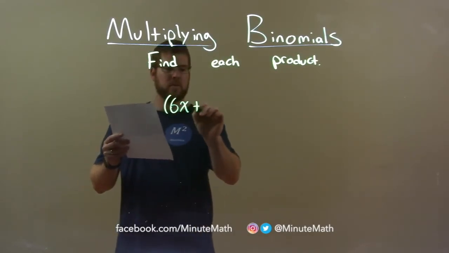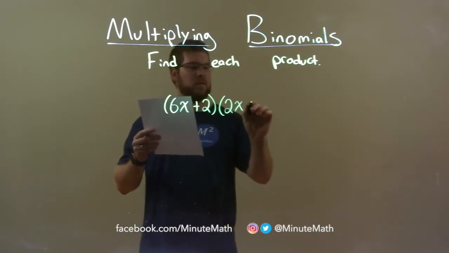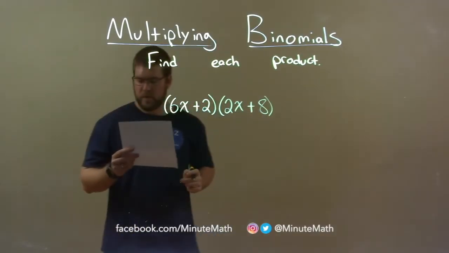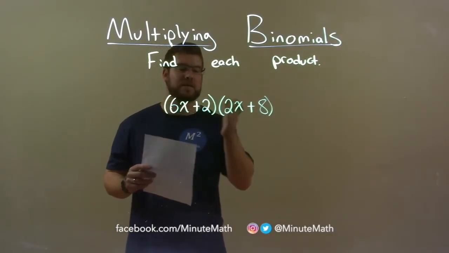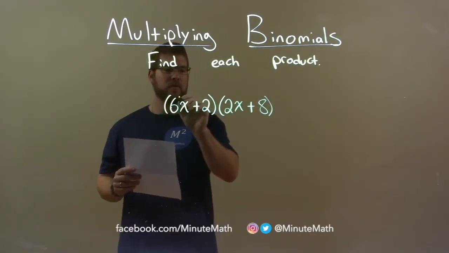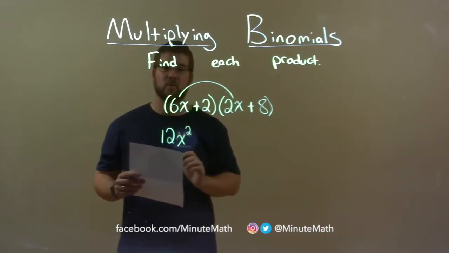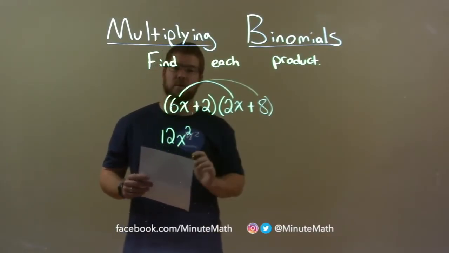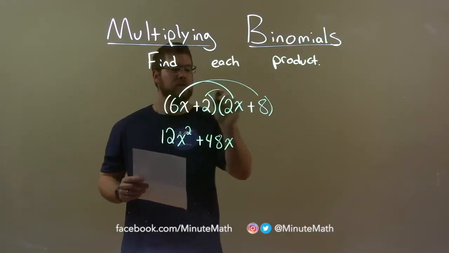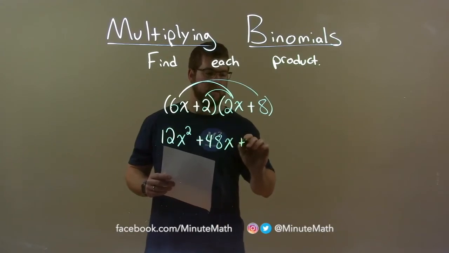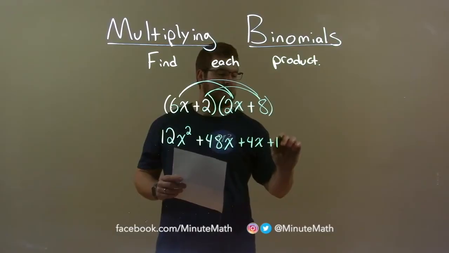6x plus 2 times 2x plus 8. We want to take all parts of our first parenthesis and multiply by all parts of our second parenthesis. So 6x times a 2x is a 12x squared. 6x times an 8 is a 48x. A 2 times a 2x is a 4x, and a 2 times an 8 is a 16.